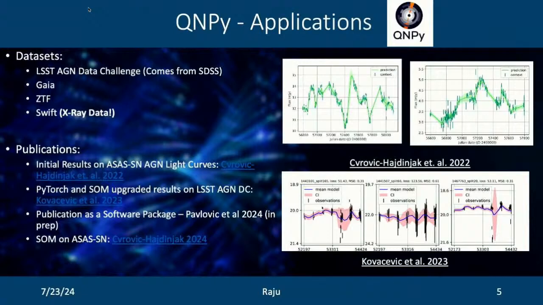Currently we're trying to test it on many different data sets in the optical, and we're planning to try X-ray data with Swift. We have a few different publications: the original ones by Eva, the 2023 paper where we applied it to the LSST AGN data challenge, and the new one published by Eva on the classifiers. We're currently publishing our package in the Journal of Open Source Software.